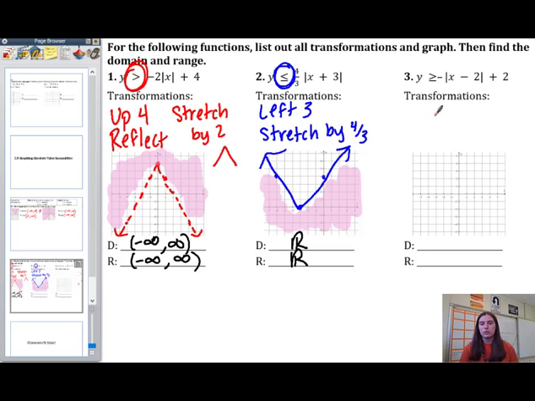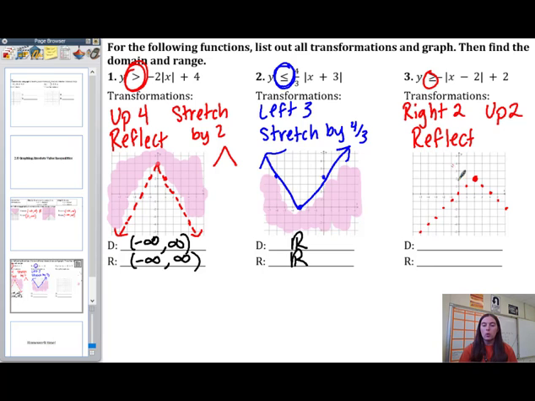In number 3, y is greater than or equal to negative absolute value of x minus 2 plus 2. The x minus 2 on the inside says go to the right by 2 units. The plus 2 on the outside tells me to go up by 2 units. And the negative out front tells me we're going to reflect over the x-axis. So from the origin, I need to go to the right 2 and up 2 to find my new vertex. And then I'm reflecting. There's no other number directly outside of my absolute value, so the slope's going to be 1 and negative 1. So I can go down 1 and to the right 1 each time. I can also go down 1 and to the left 1 each time.